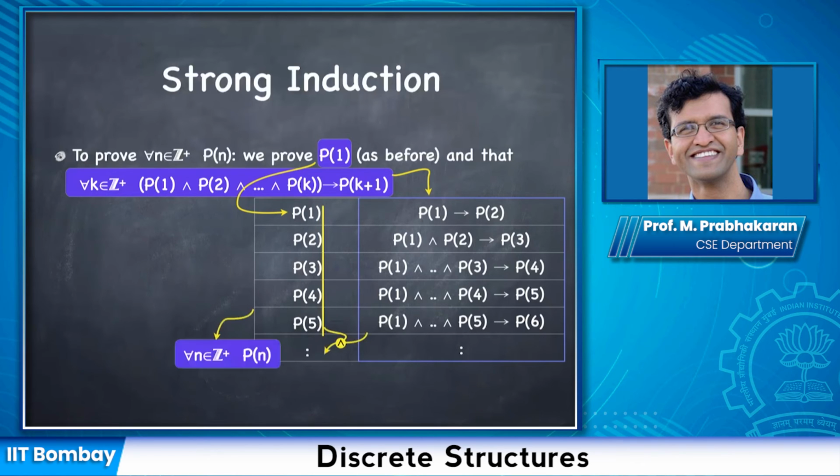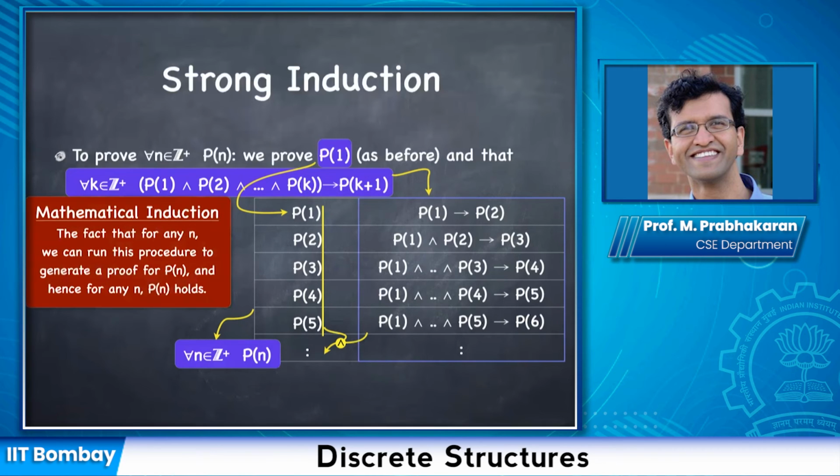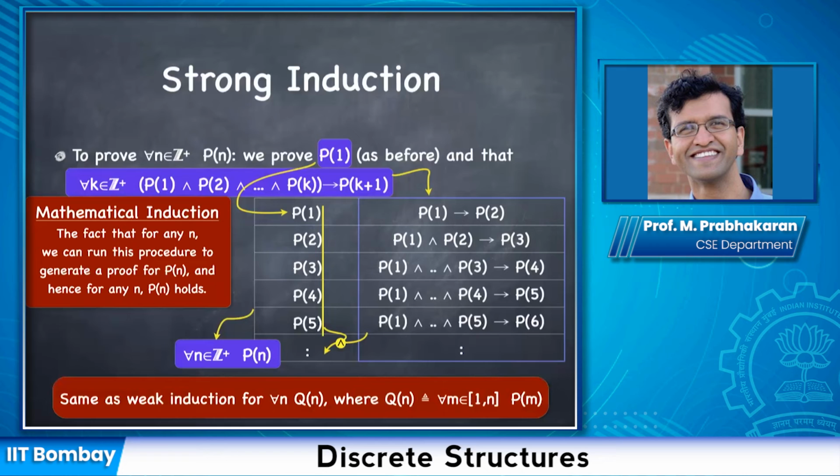The result of this program, the fact that this program exists, is taken as a proof that for all positive integers n, Pn holds. So this is called strong induction, or simply mathematical induction. So it's actually nothing new. It's the same as weak induction, but applied to a slightly different predicate than P.